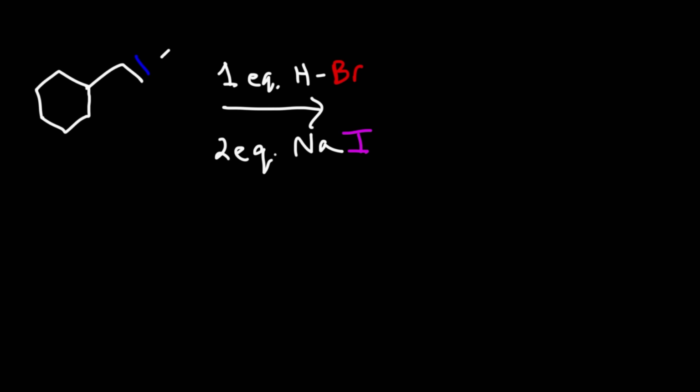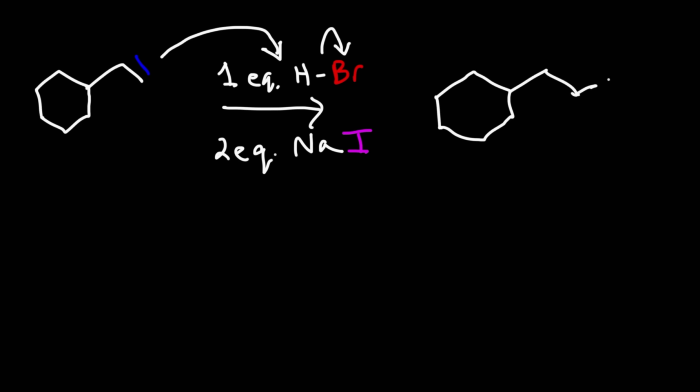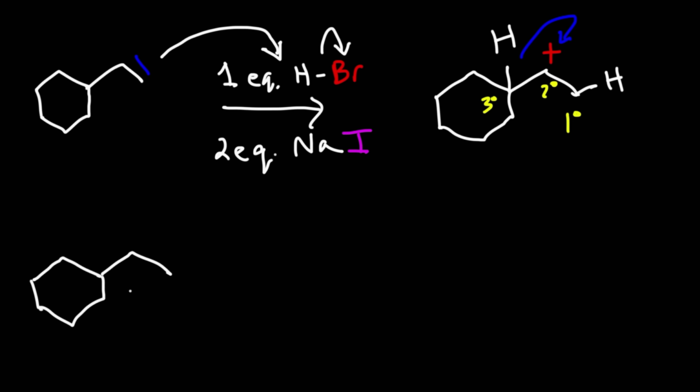So the first thing that's going to happen is the alkene is going to react with hydrobromic acid. According to Markovnikov's rule, the hydrogen is going to go on a primary carbon because that carbon has the most number of hydrogen atoms across the double bond. And initially, we're going to get a secondary carbocation. Now, that secondary carbocation is adjacent to a tertiary carbon. So what's going to happen next is a hydride shift. So now we're going to get a more stable tertiary carbocation intermediate.